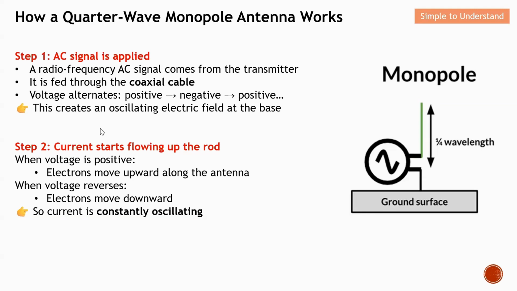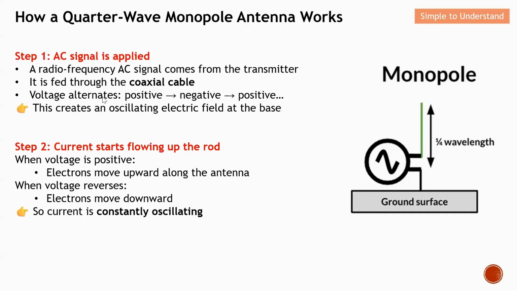I have 7 steps to describe how a quarter wave monopole antenna actually works. Step number 1, AC signal is applied. Basically this is the source of the AC signal. It probably can come from the transmitter, and this part can be fed through the coaxial cable.